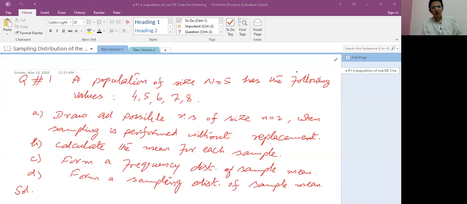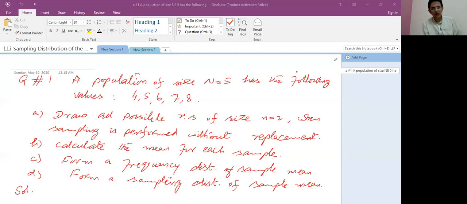Today we will talk about the sampling distribution of the sample mean, but we will be applying this condition when the sampling is done without replacement. So we consider a problem.